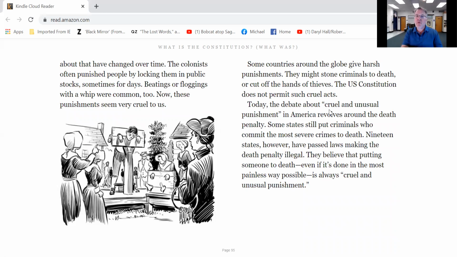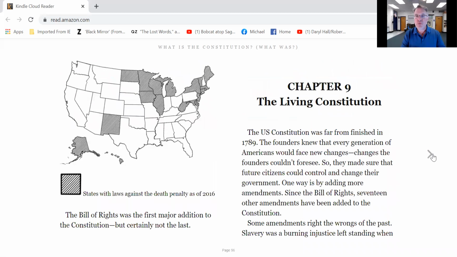Today, the debate about cruel and unusual punishment in America revolves around the death penalty. Some states still put criminals who commit the most severe crimes to death. 19 states, however, have passed laws making the death penalty illegal. They believe that putting someone to death, even if it's done in the most painless way possible, is always cruel and unusual punishment. And that's where we'll stop.